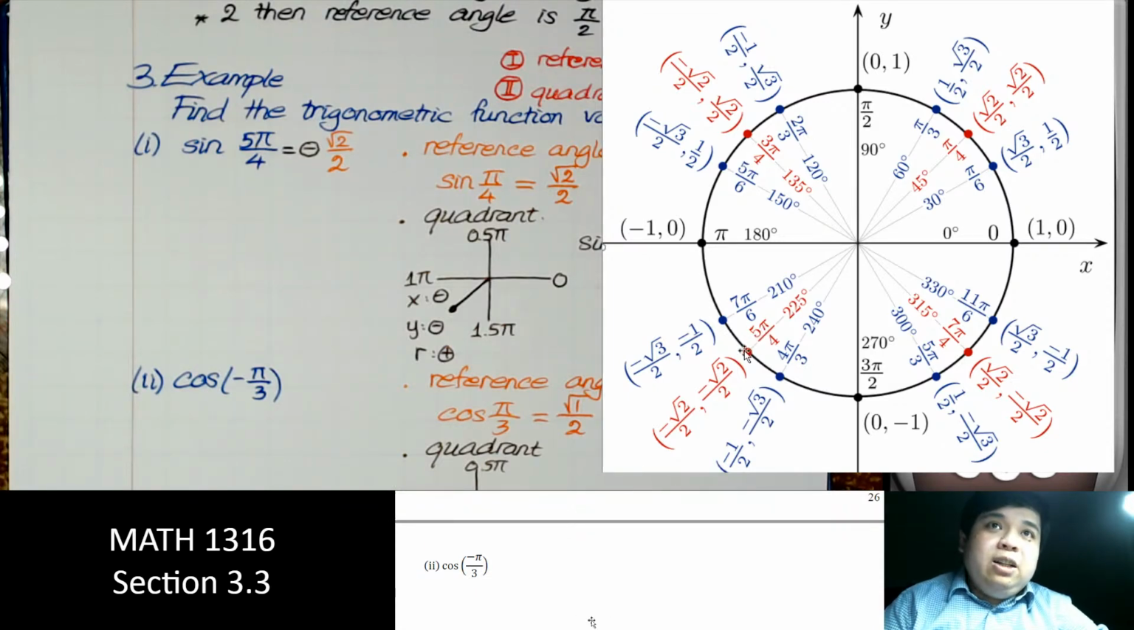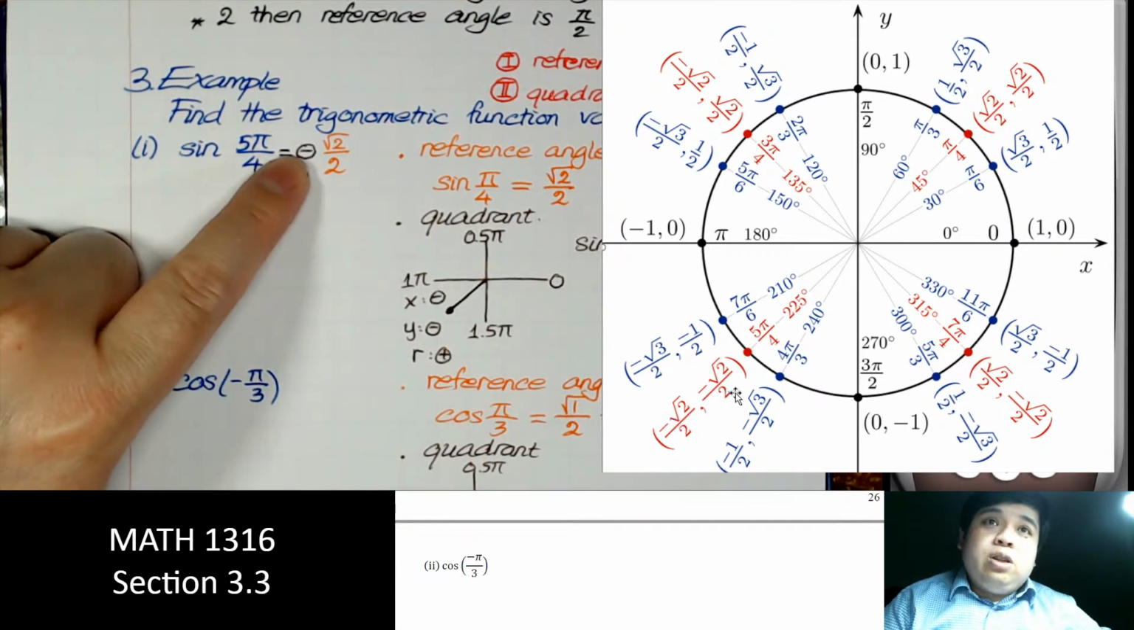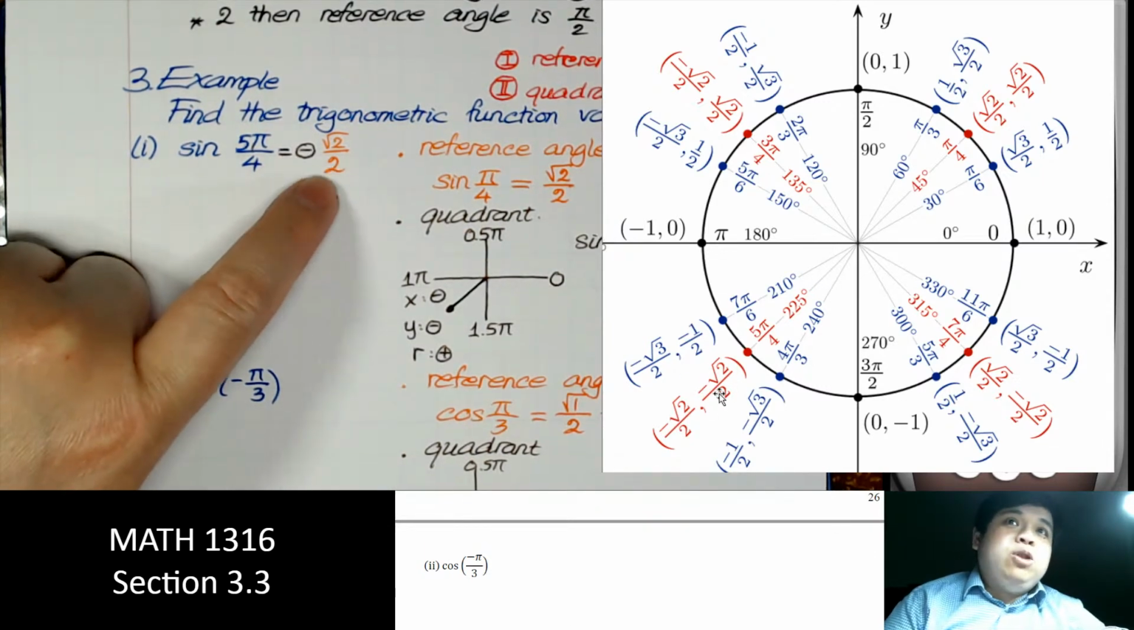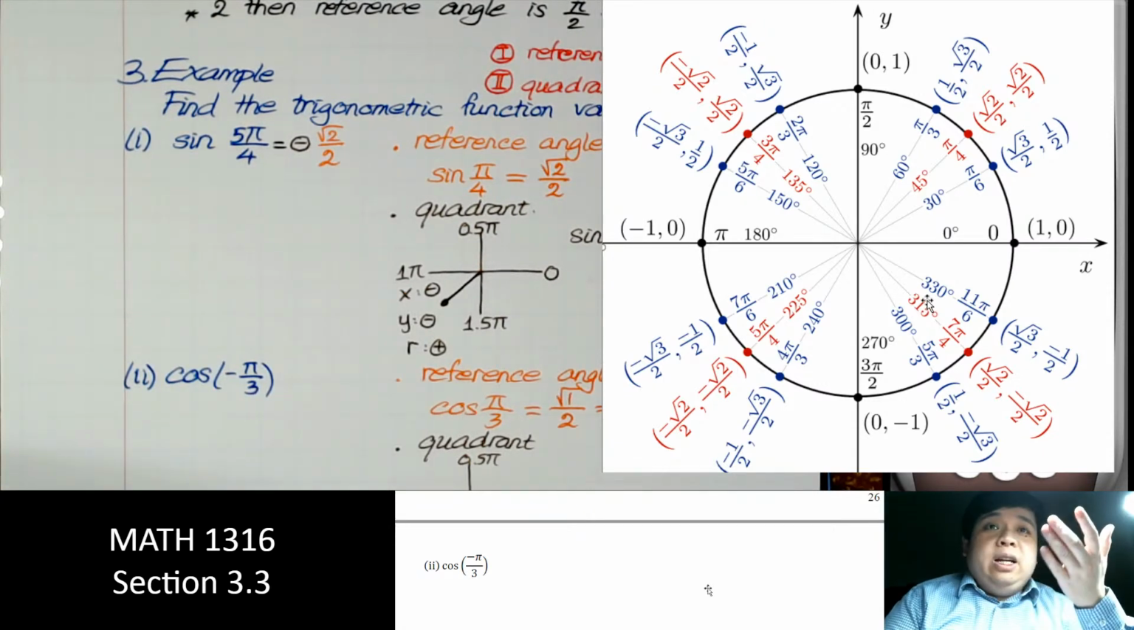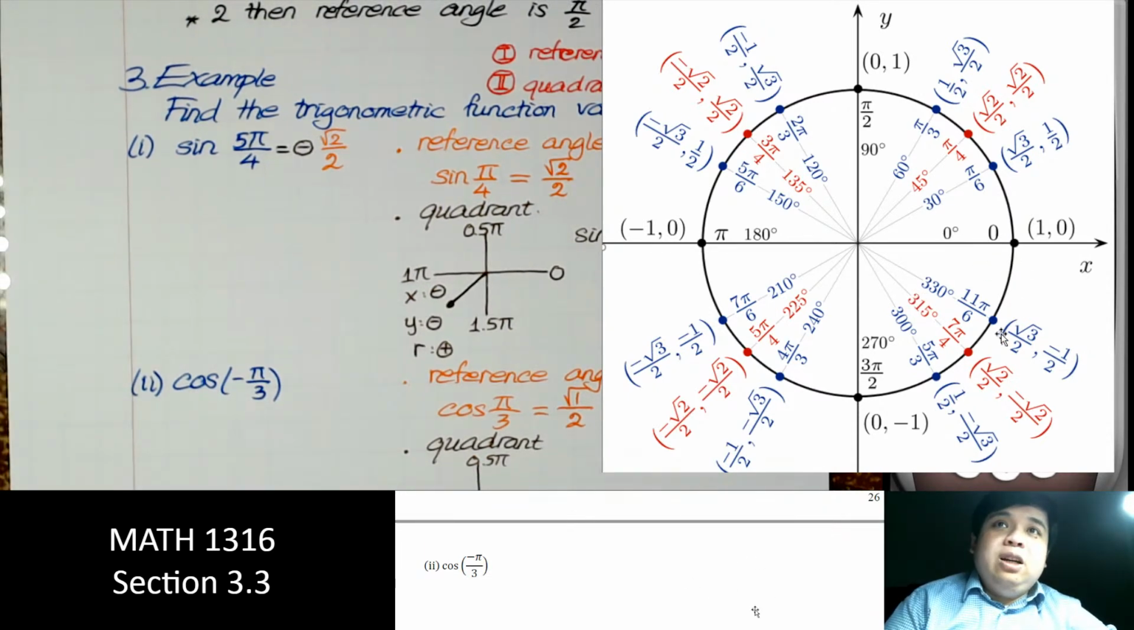pi over 4, right? Y values is sine, x values is cosine. So in that case, for sine, we just find the y values. So that's negative square root 2 over 2. So if we have the unit circle, then we can find the values easily. Cosine of negative pi over 3 will be right here. All the coordinates, the first one is the x, which is cosine. The second one is y, which is sine.